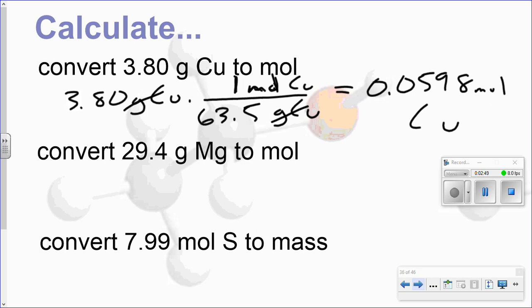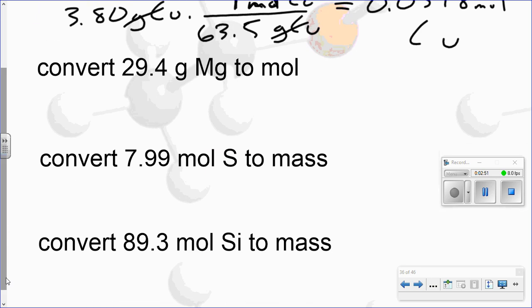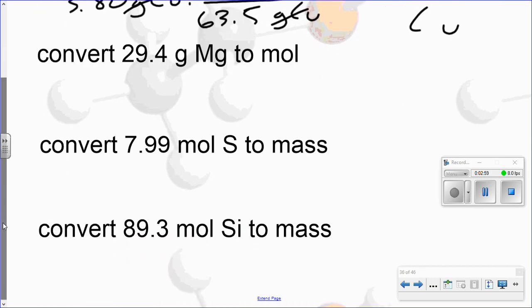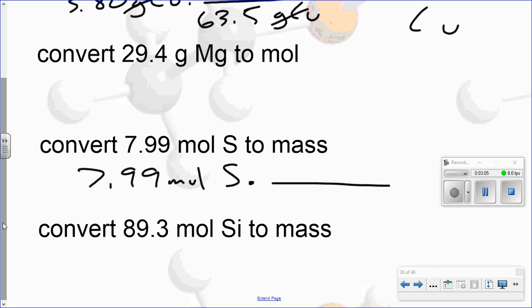Let's jump down to the bottom one. I'll do more in class. Let's do 7.99 moles of sulfur. Now I'm going from moles. What do we do first? Mass to moles was the last one. This is moles to mass. 7.99 moles of sulfur, dot line. Now I want to go from moles to mass.